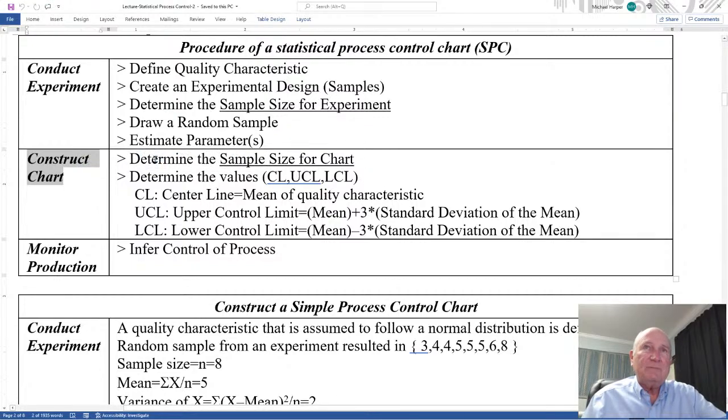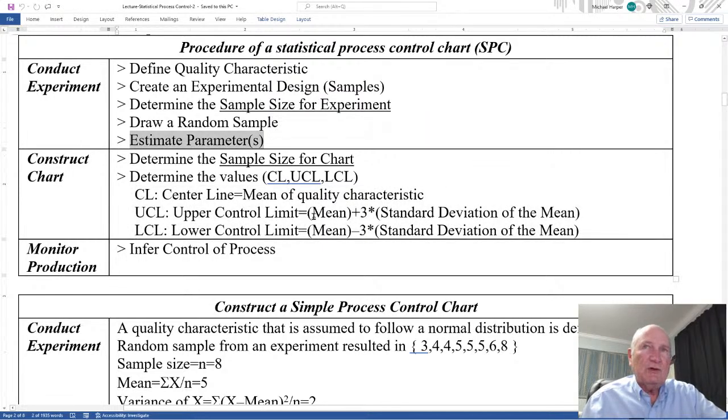The second step is construct your chart. Well, you determine a sample size for the chart, and the sample size for the chart can be different than the sample size for the experiment. And notice I underline them for emphasis. But then you're going to be determining the center line CL, upper control limit UCL, and lower control limit LCL. And the definition of the center line, upper control limit, and lower control limit is the center line is the mean of the quality characteristic, and there's where the parameters come in.